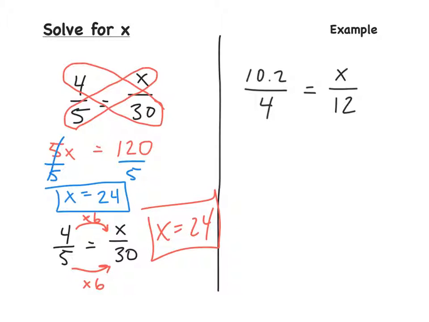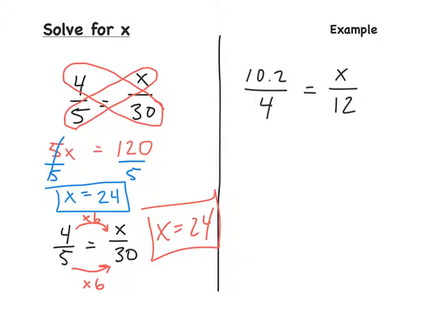So now what I want you to do is to pause the video and try this problem off to the right. Solve for x. Unpause the video when you're ready to see what I did. Okay, now we have 10 and 2/10 divided by 4 is equal to x divided by 12.